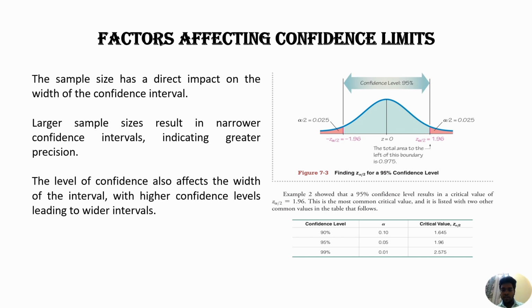Example: a 95% confidence level results in a critical value of 1.96. This is the most common critical value, and it is listed with two other common values in the table that is shown below.